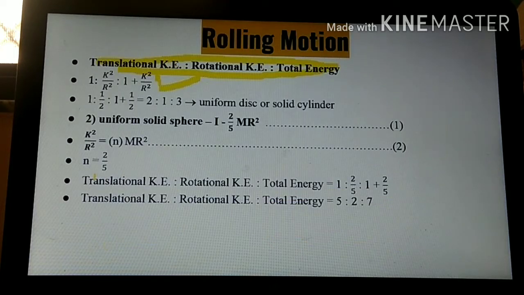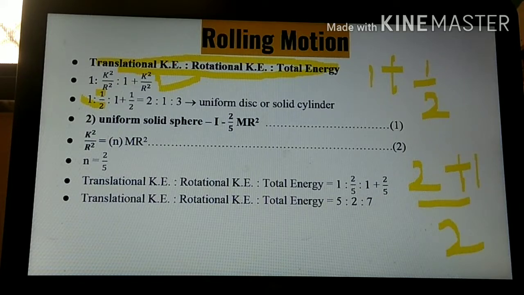So what we have to do is just go on substituting. The value of k²/r² is half. 1 will be as it is. The rotational part will be half, and the total will be 1 plus k²/r², meaning 1 plus half. So this 2 will go over here, and we get 2 plus 1 upon 2. 2 plus 1 is 3 upon 2.